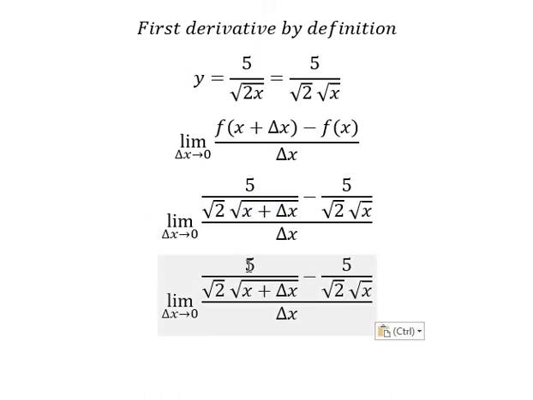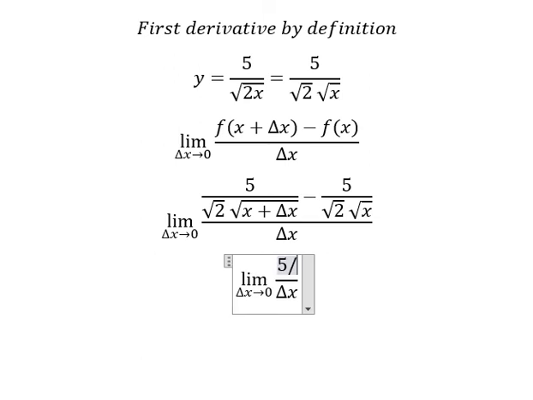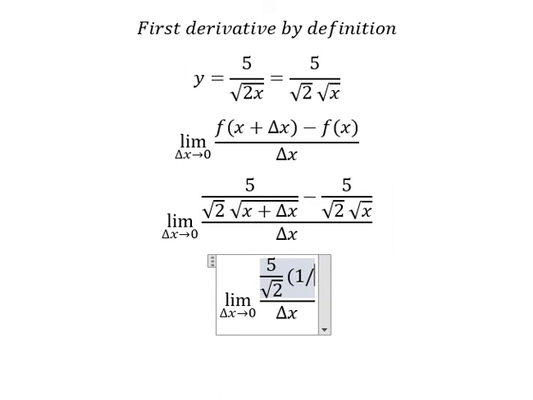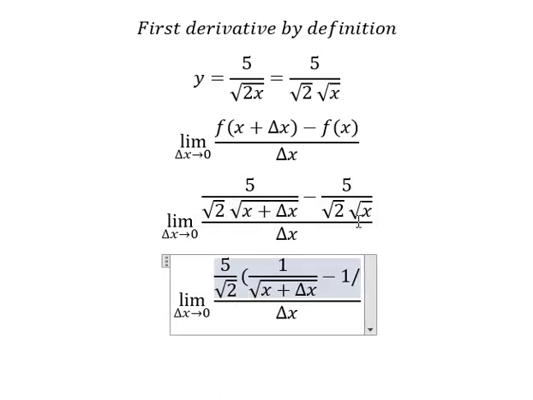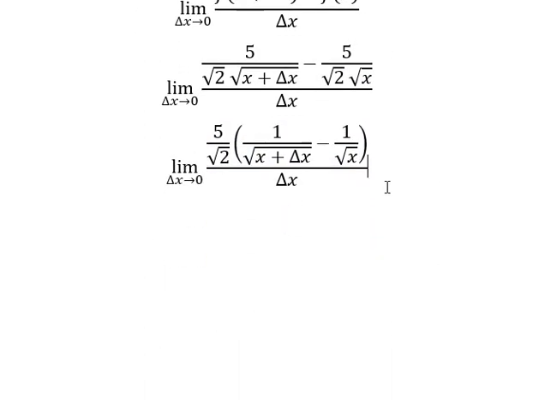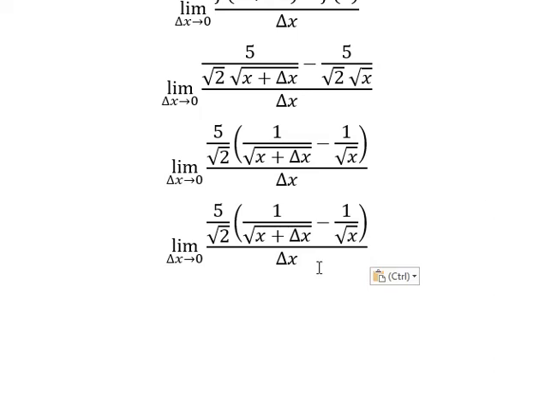Next, with number 5 and the square root of number 2, we can do factorization. Next, we multiply by the square root of s, and the second one is the square root of s plus delta s.